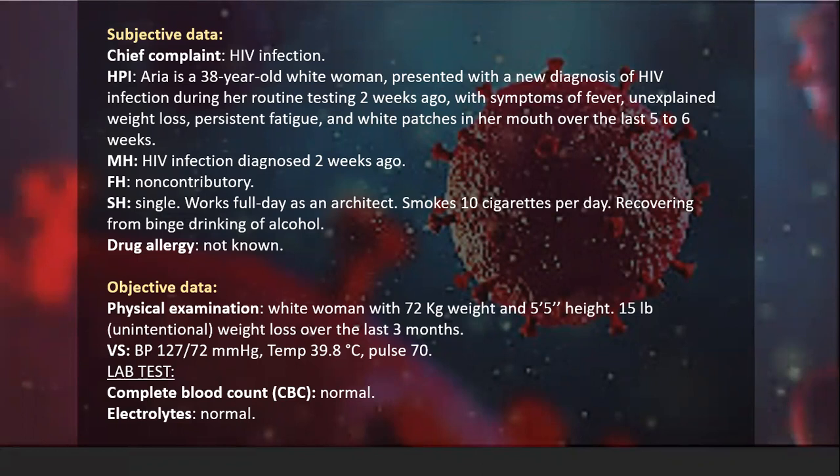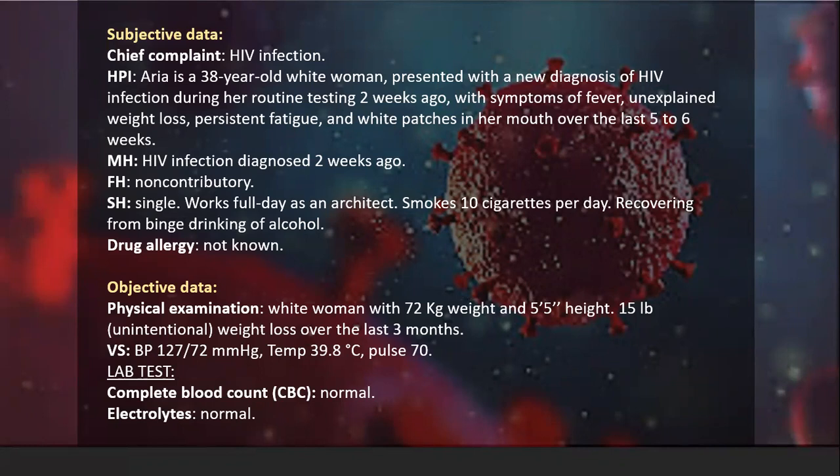Objective data. Physical examination shows she is a white woman with 72 kg weight and 5 foot 5 inches height, with 15-pound unintentional weight loss over the last 3 months. Vital signs: her blood pressure is normal, which is 127 by 72. Temperature is 39.8, which is elevated. Pulse is 70.